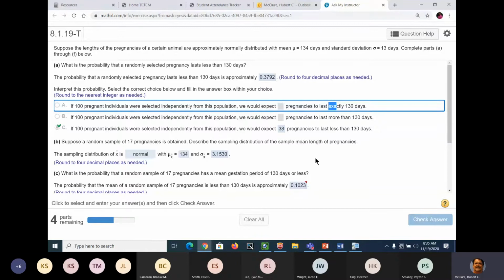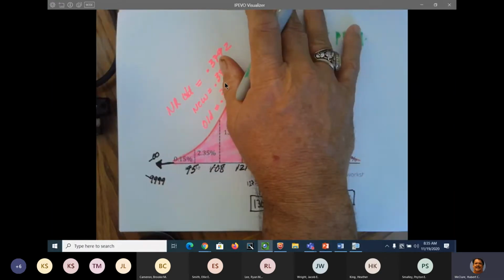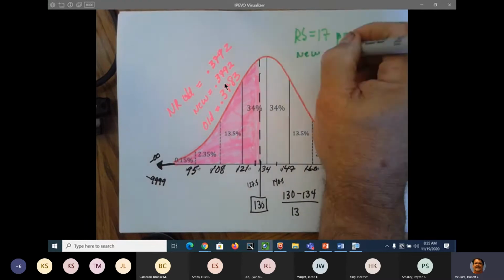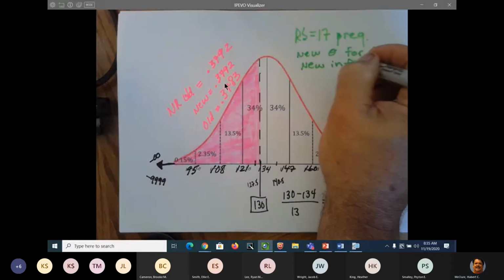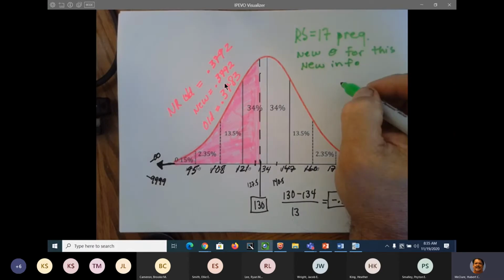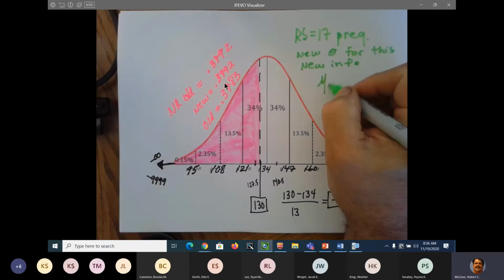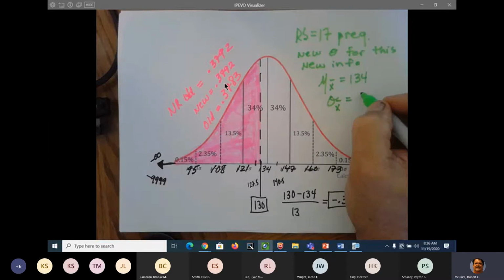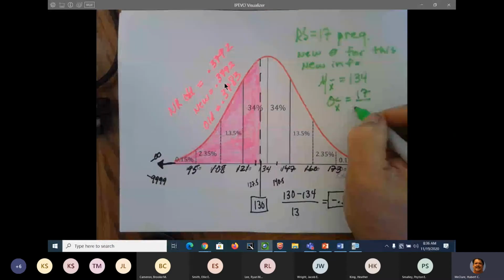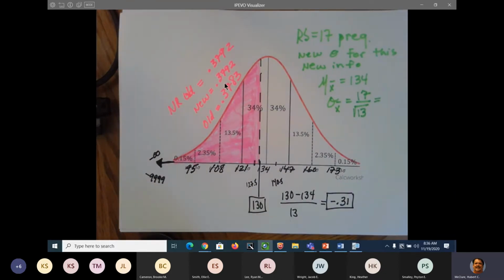So we need to get a new standard deviation with this new information. So we know that the mean is 134. It's still the mean of X bar is equal to 134. And the new standard deviation of X bar is going to be equal to n, which is 17, over the square root of 13. So that's going to be our new standard deviation.